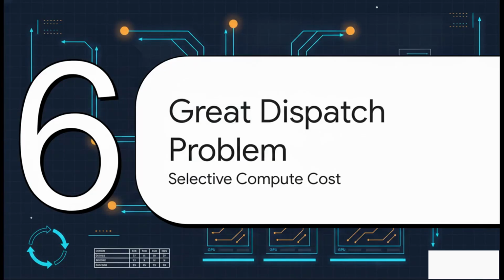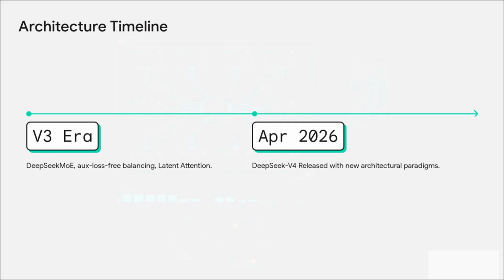Finally, Section 6, the Great Dispatch Problem, the cost of selective computation. Let's bring the micro and macro systems back together to summarize these architectural trade-offs. It's really important to explicitly anchor this explainer in time. Everything we just traced, the 256 fine-grained experts, the auxiliary loss-free balancing, the multi-head latent attention, this is the specific causal journey of the V3 era mechanisms.